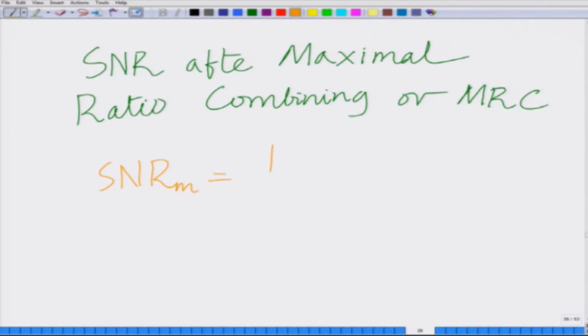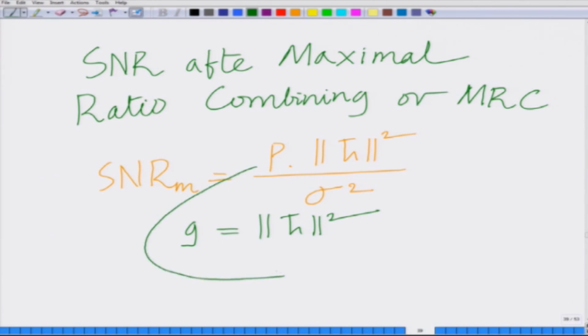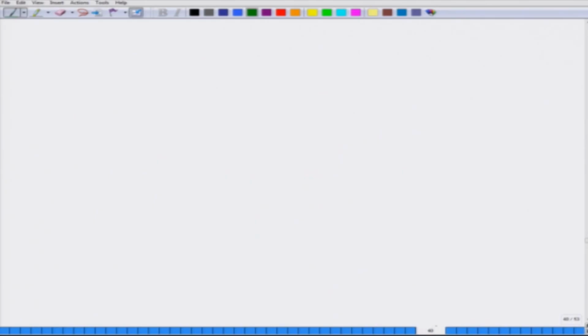remember we have SNR equals P times norm h bar square divided by sigma square. Now, what we also did is we denoted this norm h bar square as G. So, let us use G equals norm h bar square, then I can write this SNR as G times P divided by sigma square. So, SNR after MRC in this multiple antenna system equals G times P divided by sigma square.